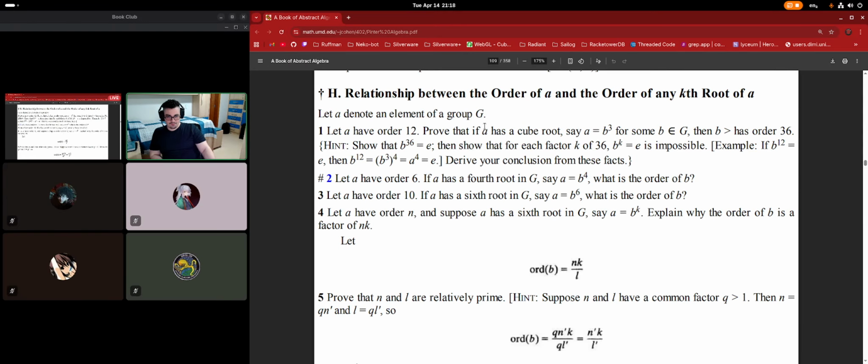And then finally, part h, the relationship between the order of a and the order of any k-th root of a. Okay, reading this time, right? So let a denote an element of the group G. Let a have order 12, and then we're essentially going to do the cube root. So say that a is equal to b cubed for some b that is also in the group. Then b, greater than something which is not in the PDF for whatever reason, has order 36.